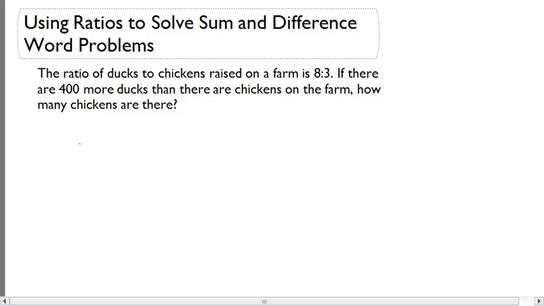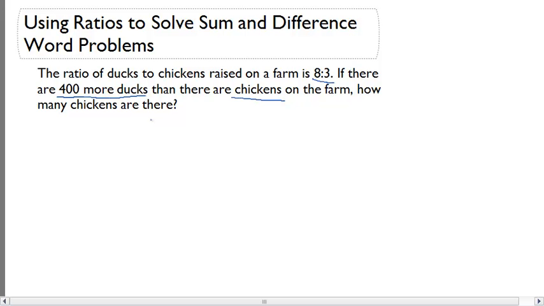For this section of word problems, we're going to be looking at questions similar to this one. We'll be given some sort of ratio, such as the ratio of ducks to chicken on this farm is 8 to 3, and then we'll be given either a difference or a sum of what these animals are, or what the units are. So I know that I have 400 more ducks than I have chickens. So in this case, I'm going to be looking for the difference between the two.